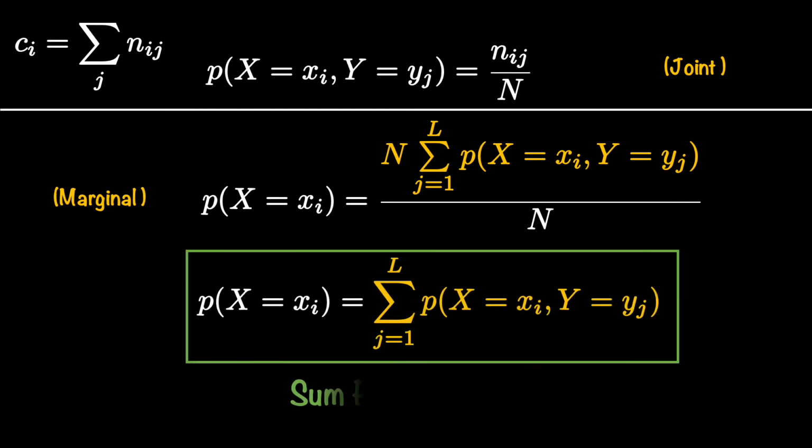Clearly, the capital N in the numerator and denominator will cancel each other, giving us a very generic formulation of marginal probability of state of random variable. This is known as the sum rule of probability. In other words, if you want to find out the marginal probability, you apply the sum rule. This is for discrete random variables. For continuous random variables, you will use an integral instead of a summation.